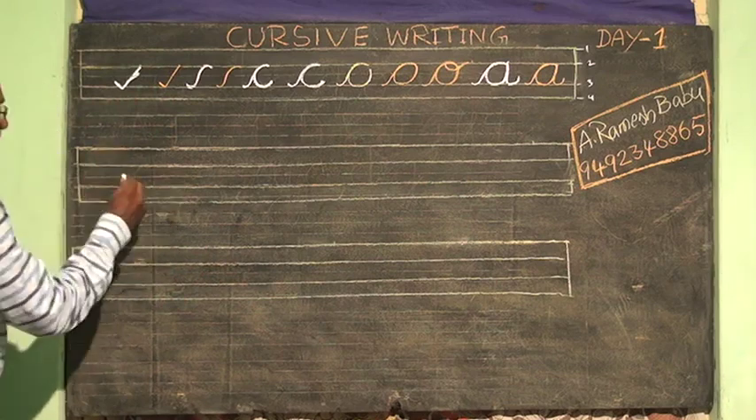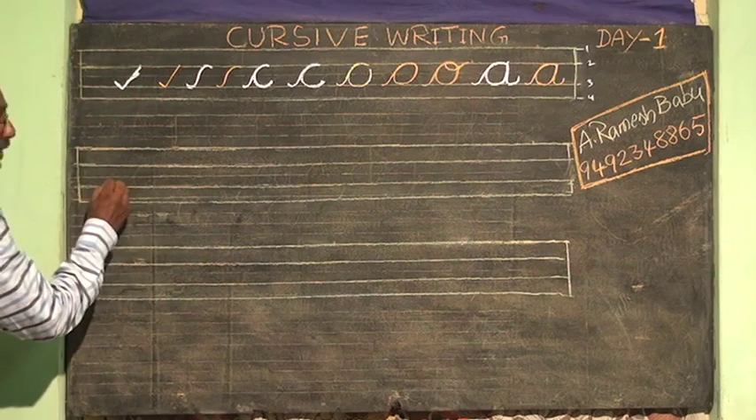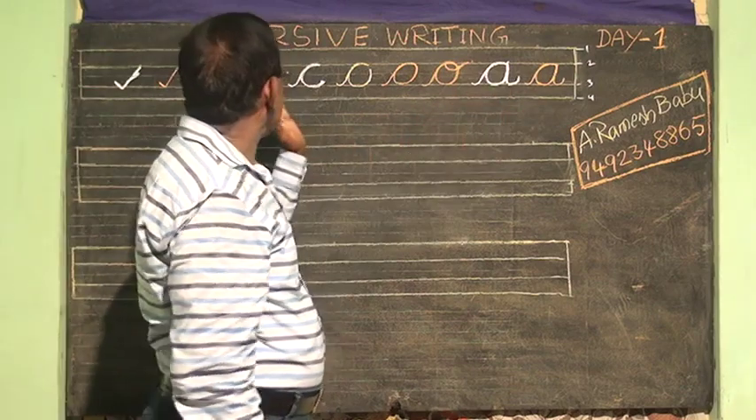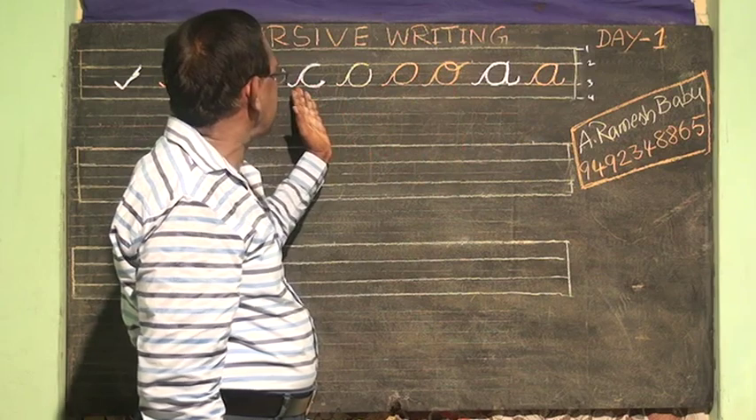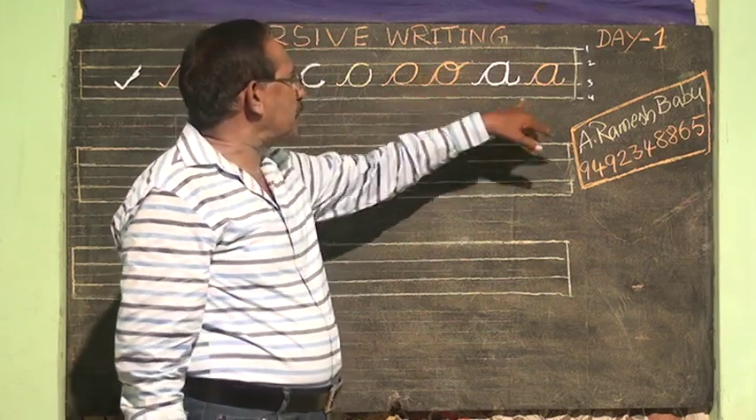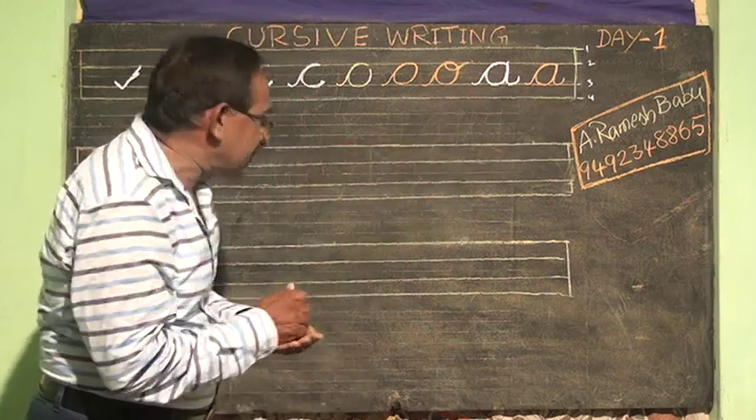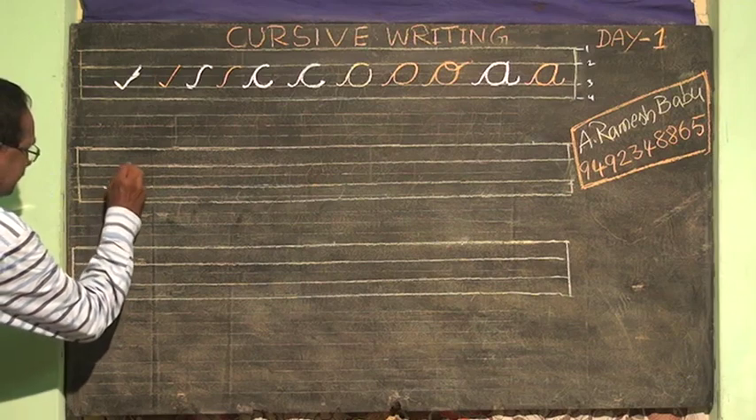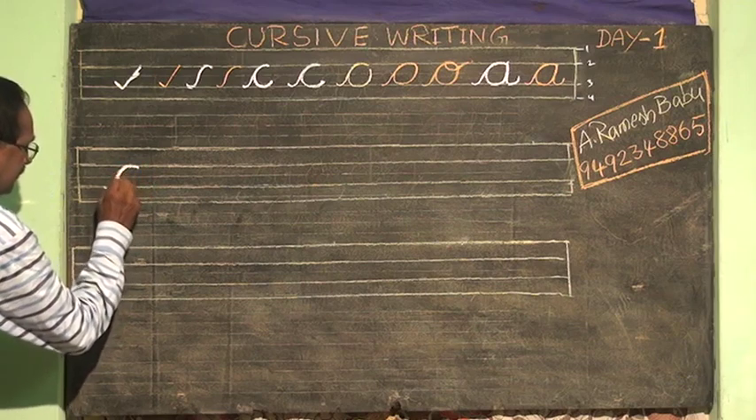How should you write a small d now? Look at here very carefully. We start the C here. After C we wrote O. After this letter we wrote A. Now we write D, small d. Write in this way, like that A.